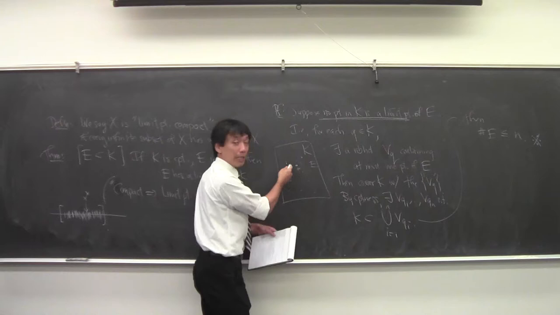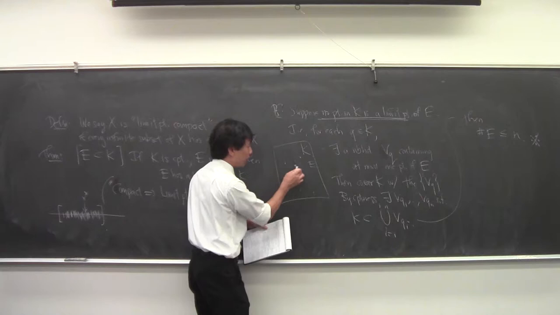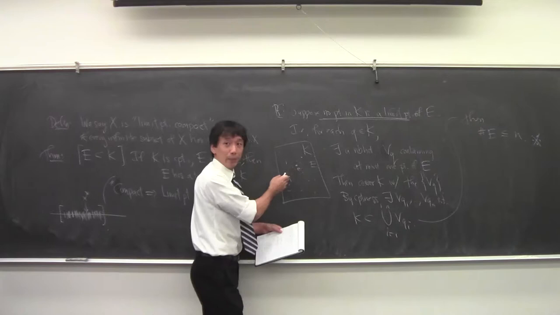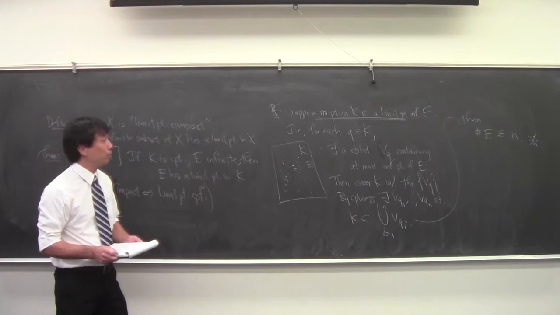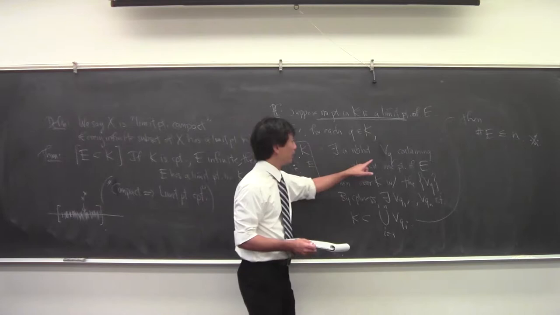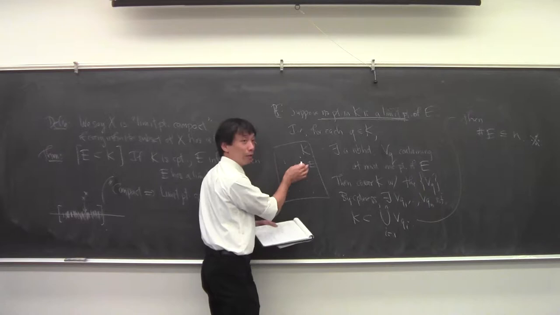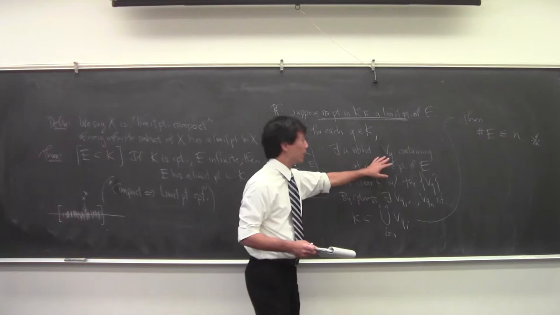If I choose some point that's not in E, I choose the bad neighborhood again, and I see that there's nobody from E in there. So it's the bad neighborhood from not being a limit point. Yes? So that neighborhood only contains the point Q? No, it contains at most one point of E. It might contain other points of K that are not in E. We're not saying that it contains only one point, just at most one point of E.